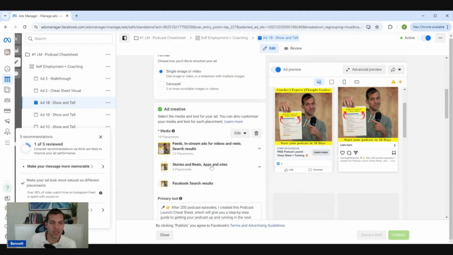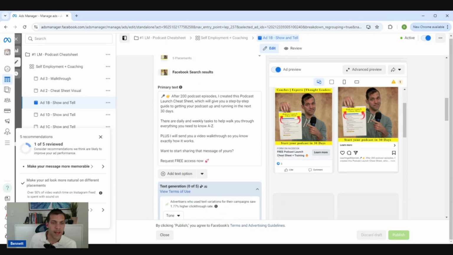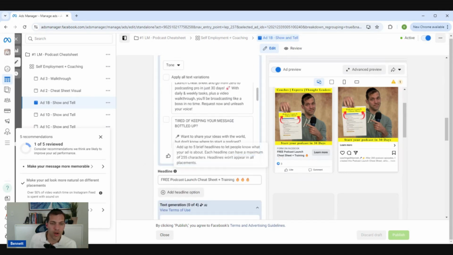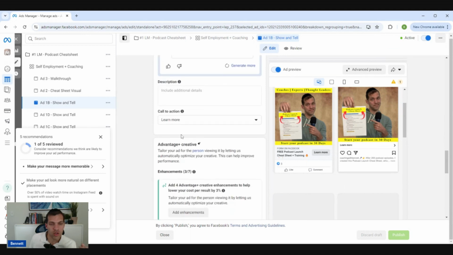On the ad side of things, this is where you put in your text, in terms of what you want your copy to be, and then also down below what your headline is, as well as how you want to be targeting. I'm currently doing Facebook forms, and I press the learn more call to action.